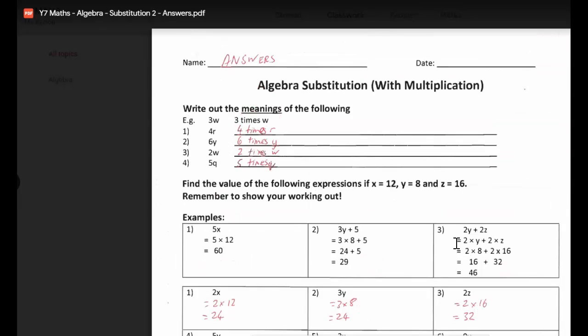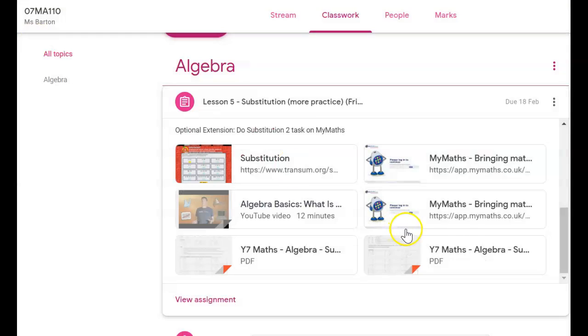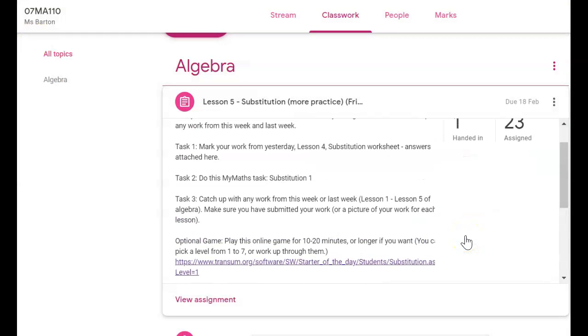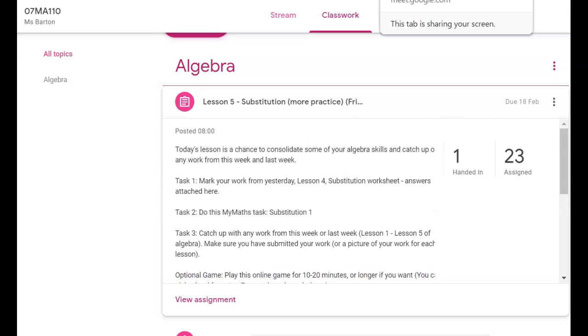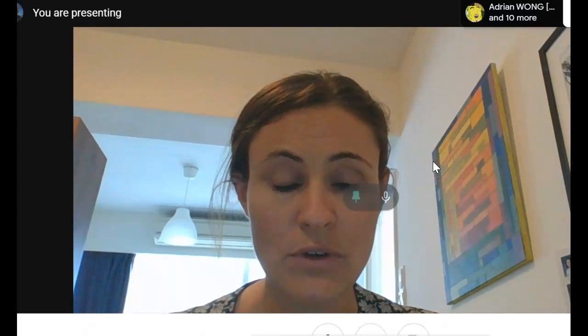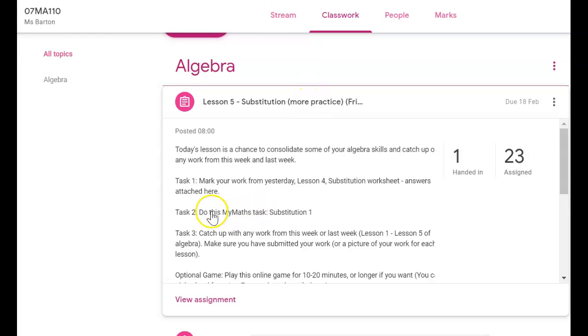And here's the extension sheet, the answers as well. So have a look at those. Mark them if you've got it right, or if you understand where you went wrong. Fantastic. If you are not sure why you've gone wrong, then please send me an email, or you can jump into the chat to ask me any questions. So that's task number 1.